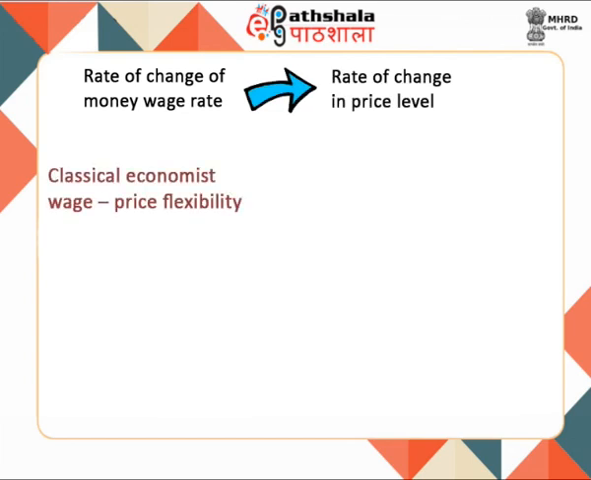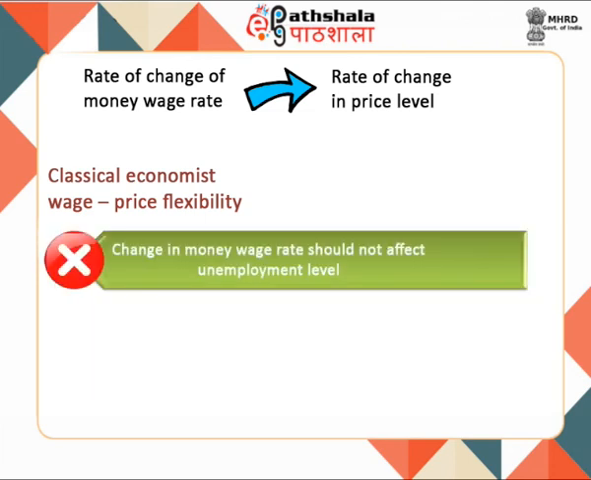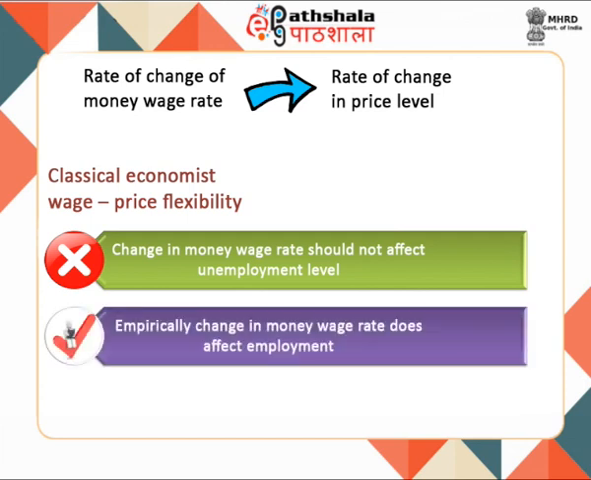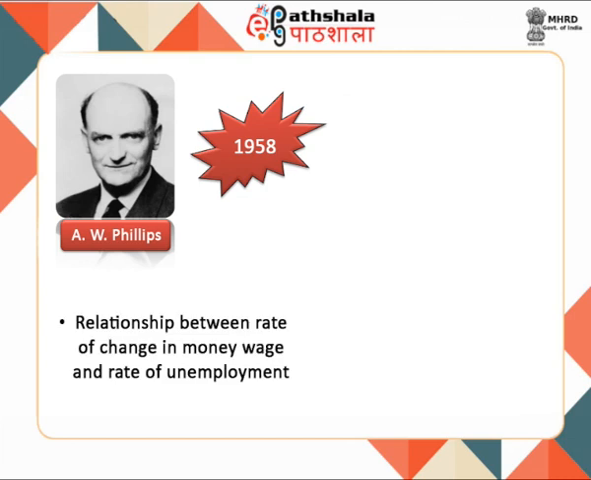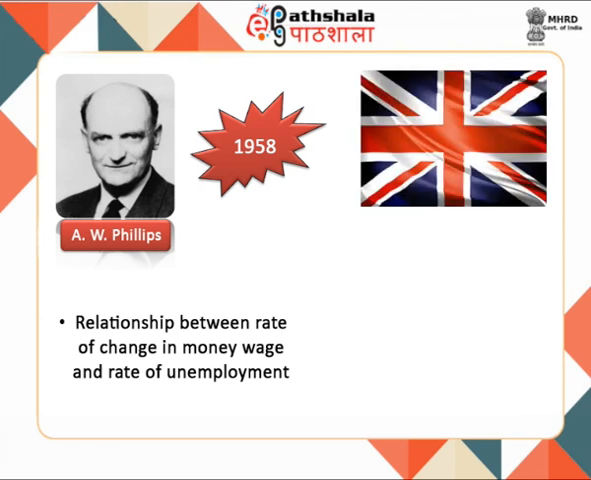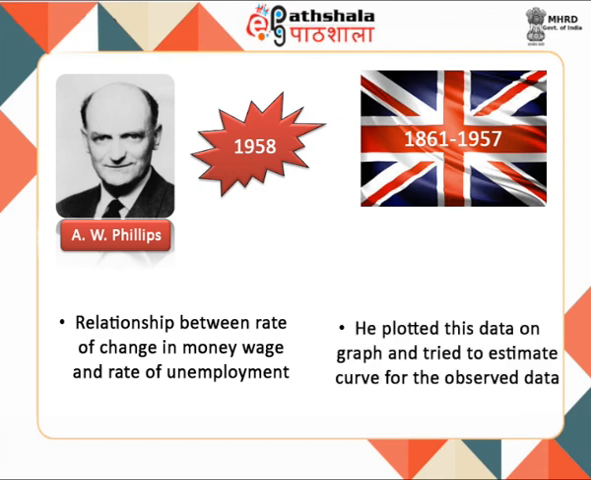Going by the classical economists' assumption of wage price flexibility, a change in money wage rate should not affect the unemployment level. However, empirically, the change in money wage rate does affect employment. A. W. Phillips had empirically observed this phenomenon in 1958. He studied the relationship between the rate of change in money wage and the rate of unemployment in the United Kingdom during 1861 to 1957. He plotted this data on a graph and tried to estimate a curve for the observed data.